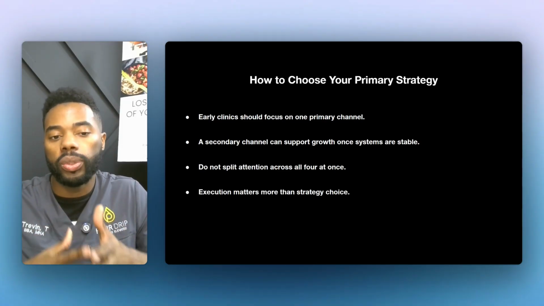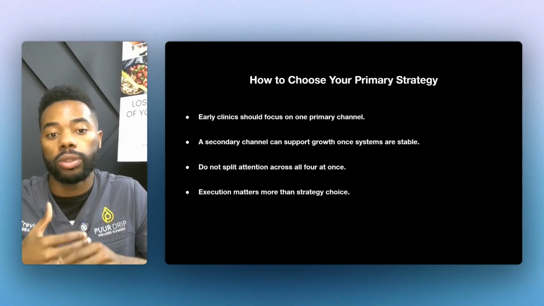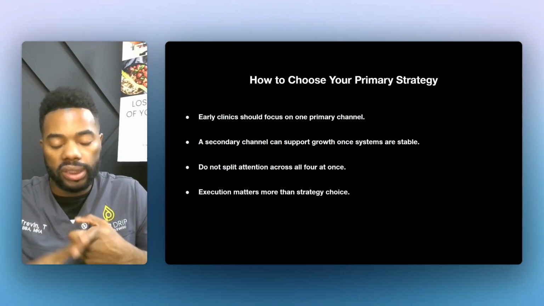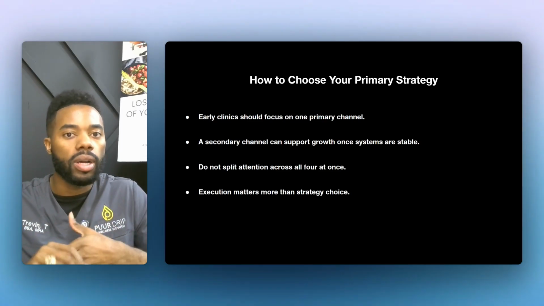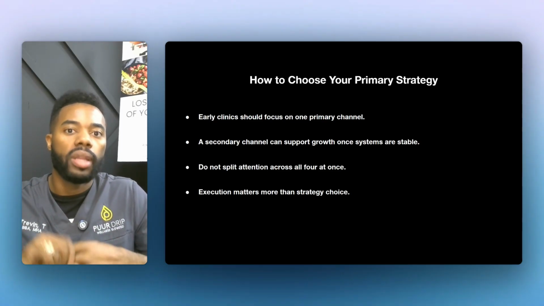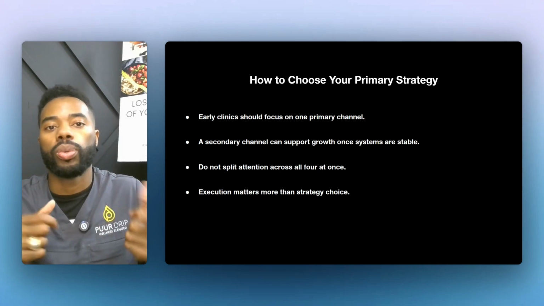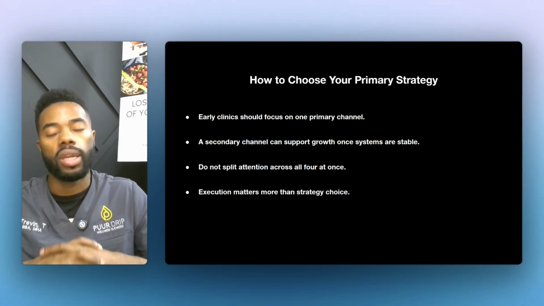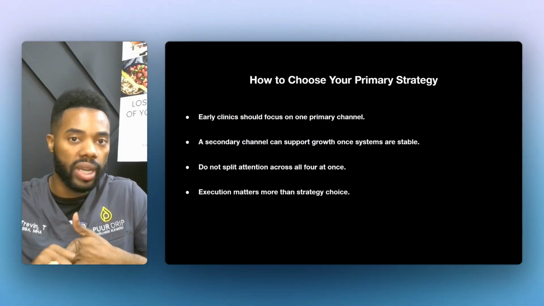And then execution matters more than strategy choice. Okay, so being consistent and executing, that's always going to bring you more than just making sure you have this perfect strategy, right? You want to remain consistent, you want to execute.